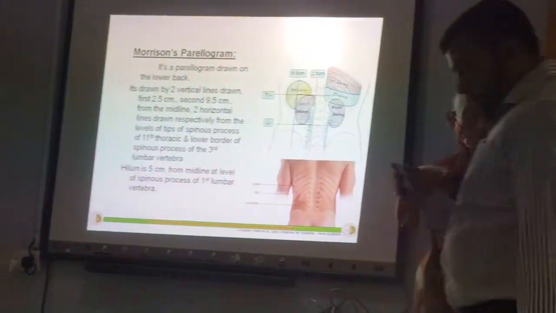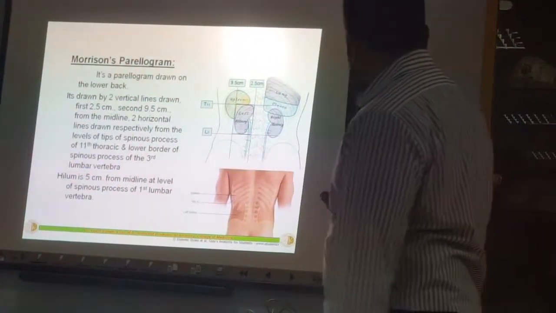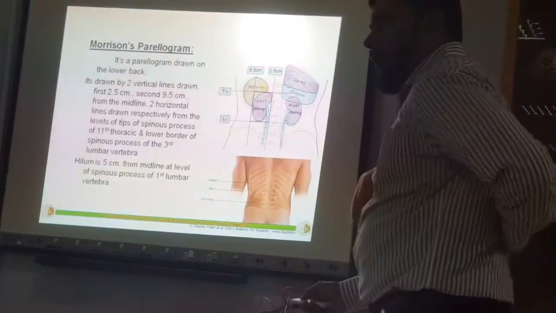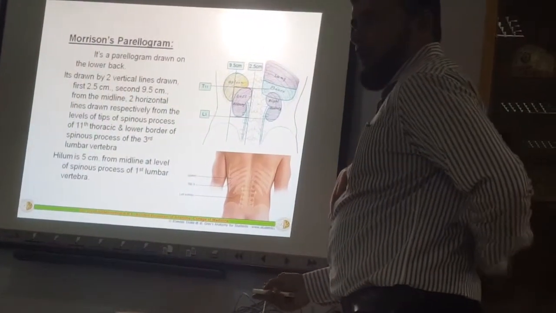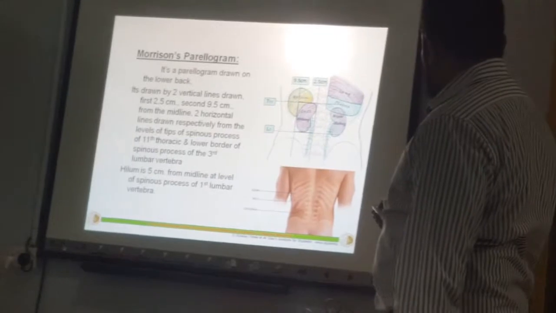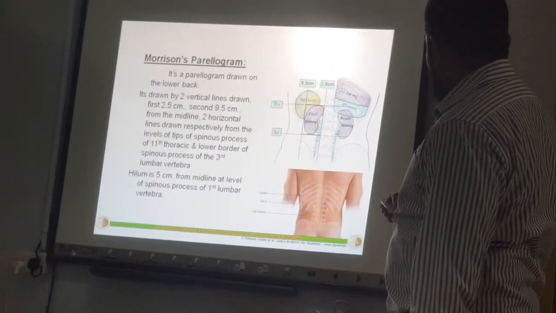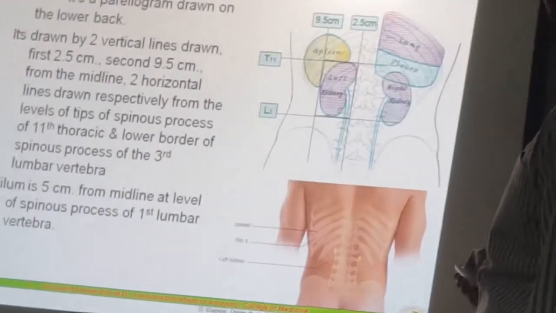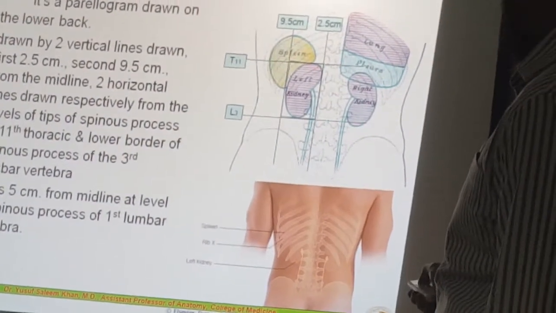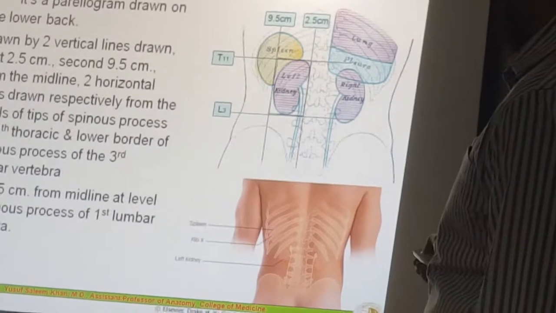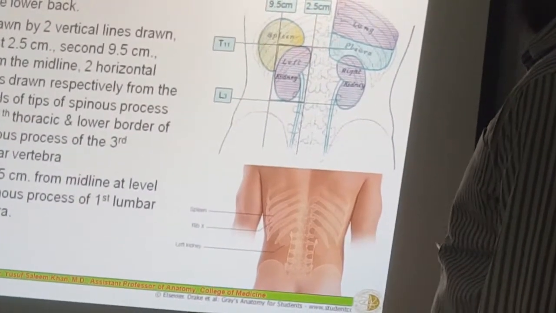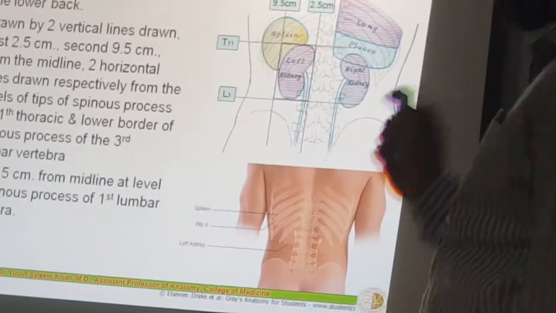If you draw two vertical lines, one from the midline. This is the midline. How do you identify the midline? By the spines of the vertebrae. So try to feel the spine. From there, measure two vertical lines. One is 2.5 centimeters from the midline, and the second is 9.5 centimeters from the midline. So take two vertical lines: one is 2.5 centimeters from the midline, the second one is 9.5 centimeters from the midline.